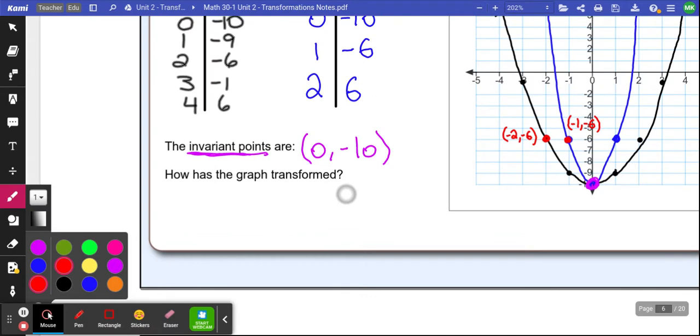So how is the graph transformed? The x values are multiplied.